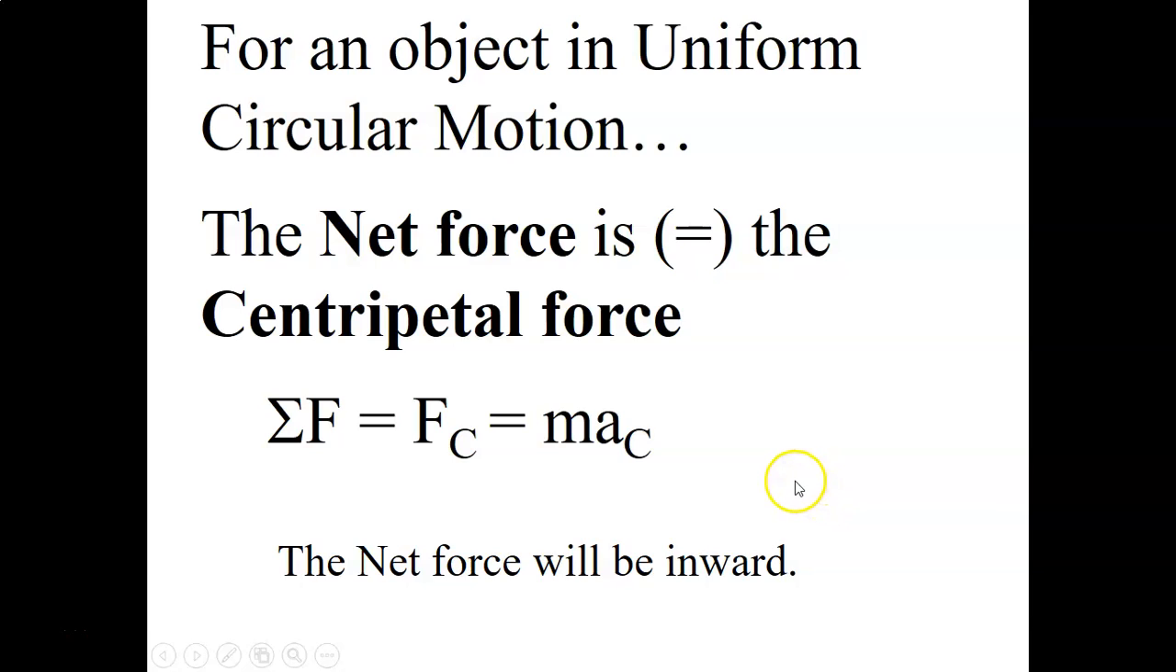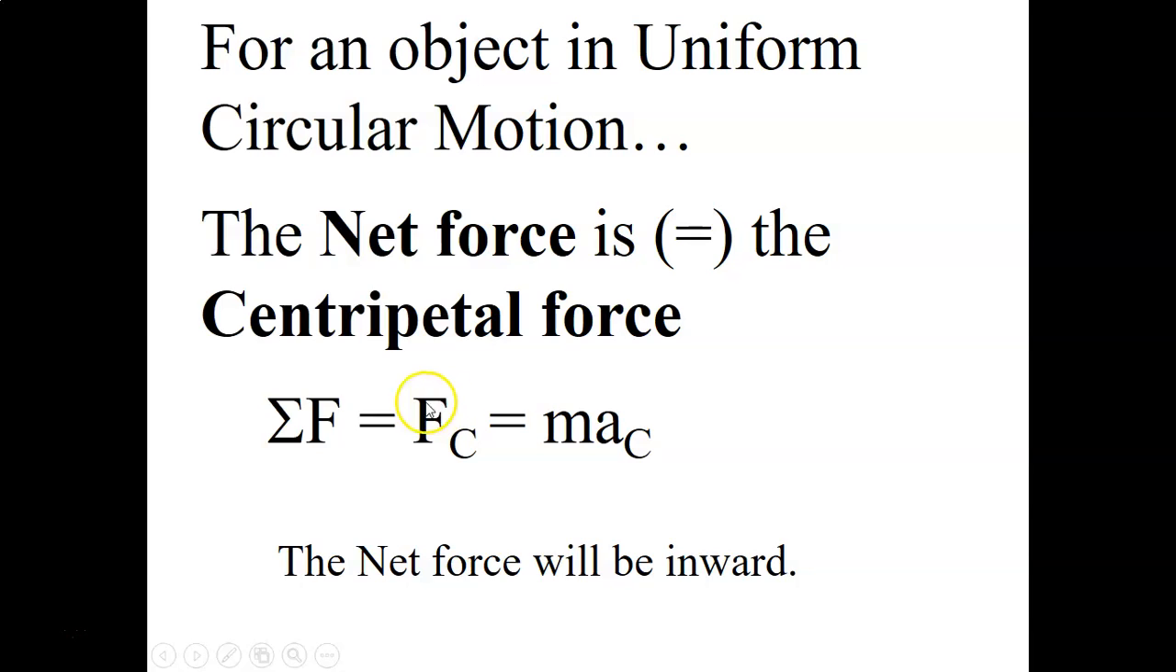One thing I want to remind you of because it's important: when we're talking about an object in uniform circular motion, the net force is going to be equal to the centripetal force. So the magnitude is going to be given by mass times centripetal acceleration, and the direction will be to the center of the circle.